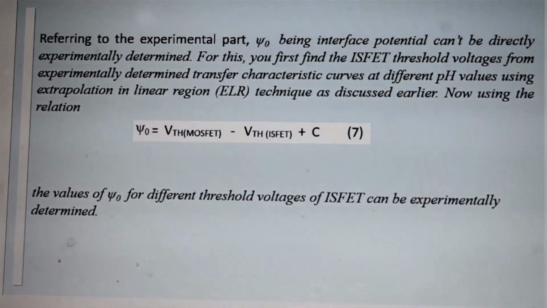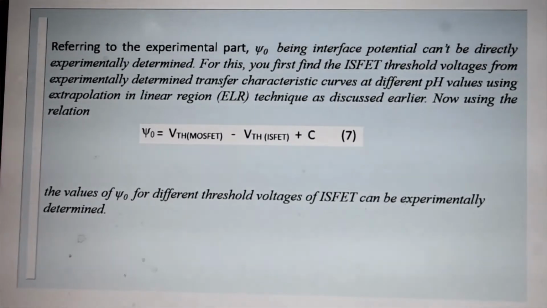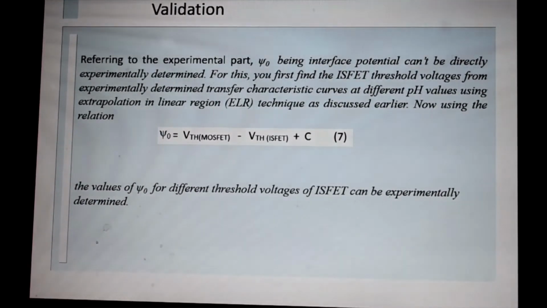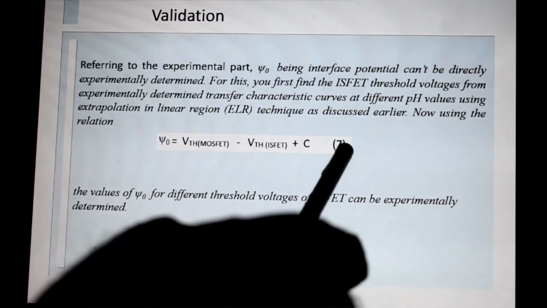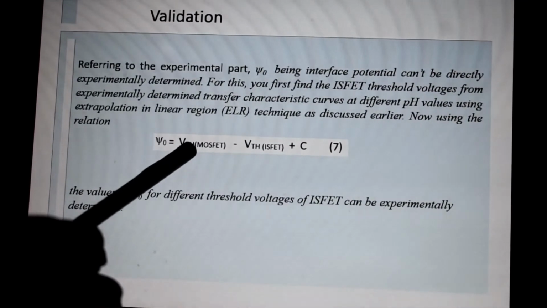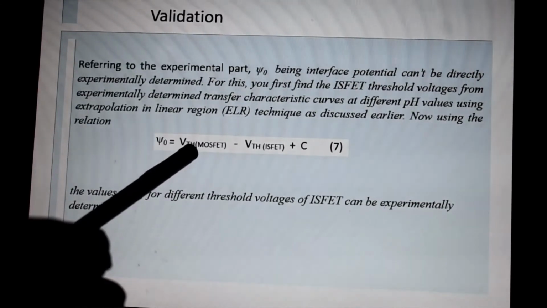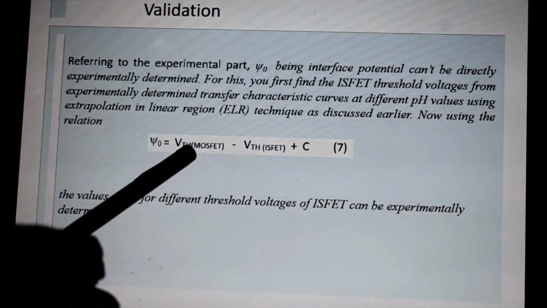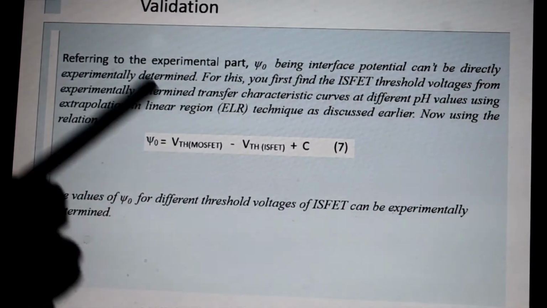The values of xi naught for different threshold voltages of ISFET can now be experimentally determined using equation 7, because C is constant. V threshold of the MOSFET can also be obtained for the MOSFET device from which the ISFET has been fabricated.